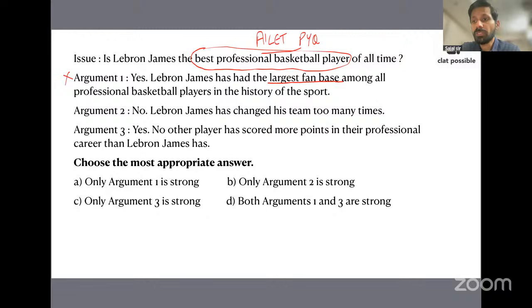Argument two, no, he has changed his team too many times. Okay, so what? Changed his team too many times. Does that have any effect on him being the best player? So that is also out. Yes, no other player has scored more points in their professional career than LeBron James. Yes, that becomes a strong argument, right? So C here is correct, everyone.